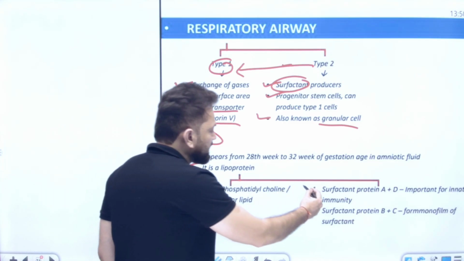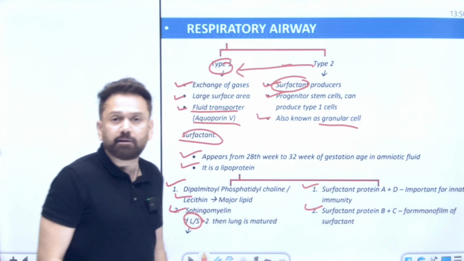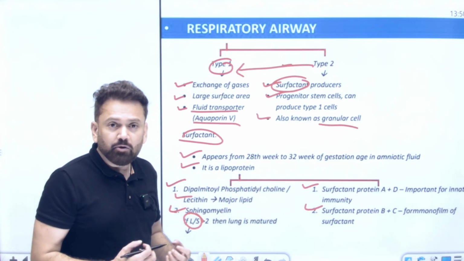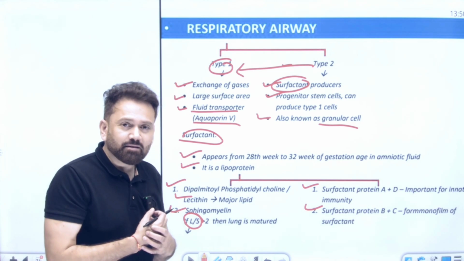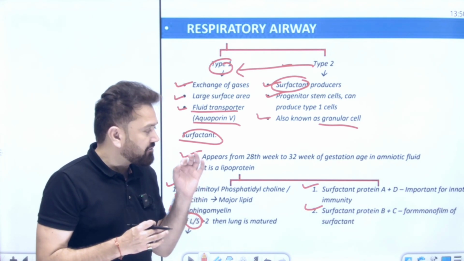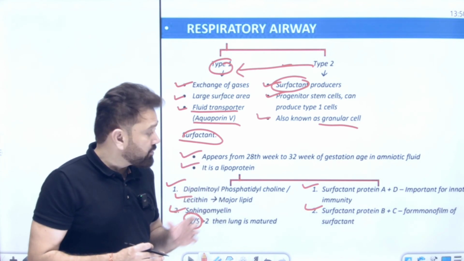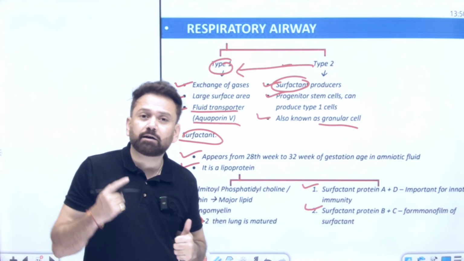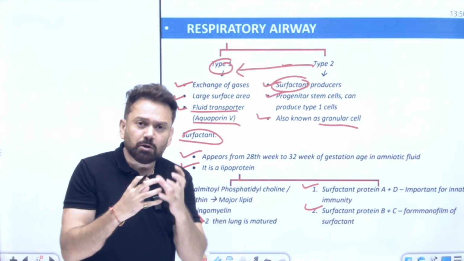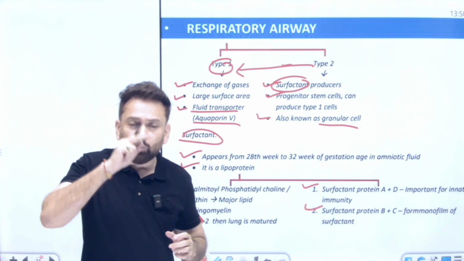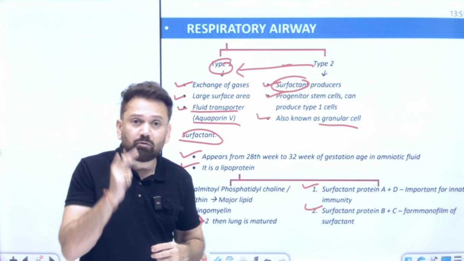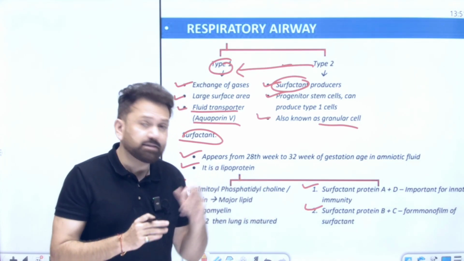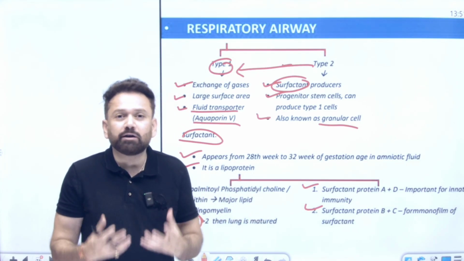About the proteins, there are four types of protein, A, B, C, D. A and D are important for innate immunity. We have innate immunity in the lungs, and this is because of surfactant protein A and D. Regarding B and C, they form the film of surfactant. The surfactant is produced, but it is not decorated. So who is decorating the film in the alveoli? Answer will be surfactant protein B and C. A and D are for immunity.